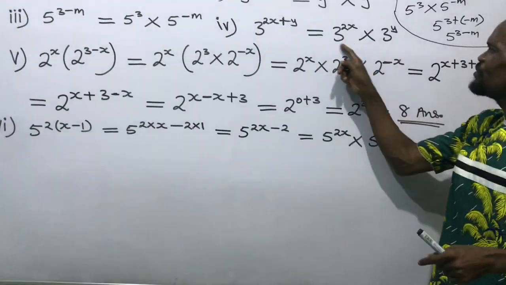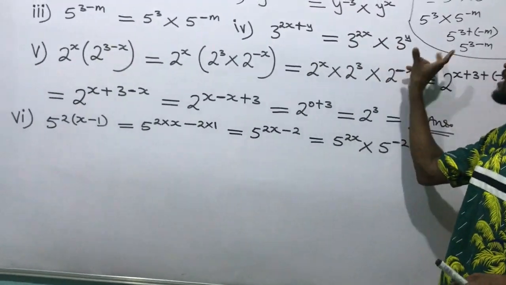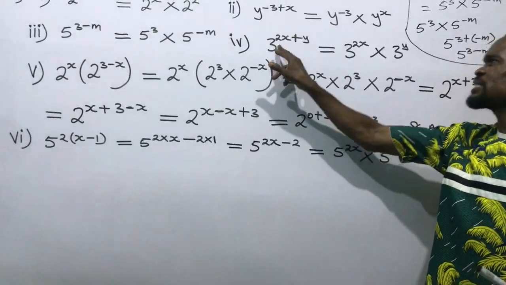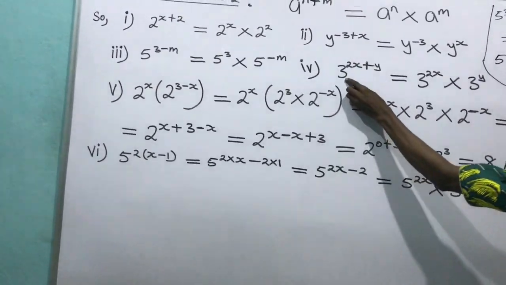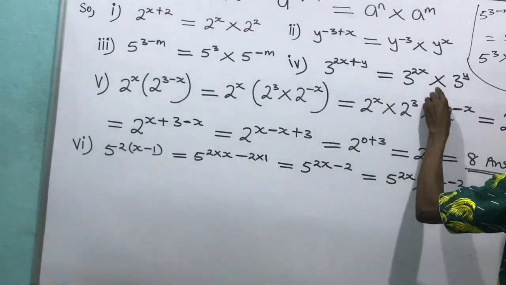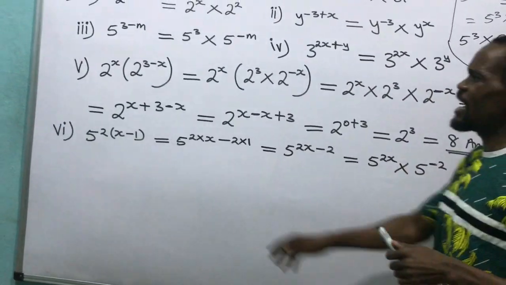If you now say they are of the same base and they are multiplying themselves, we add their powers, we have this. So expanding it, in a simple form, we have 3 raised to the power 2x times 3 raised to the power y.